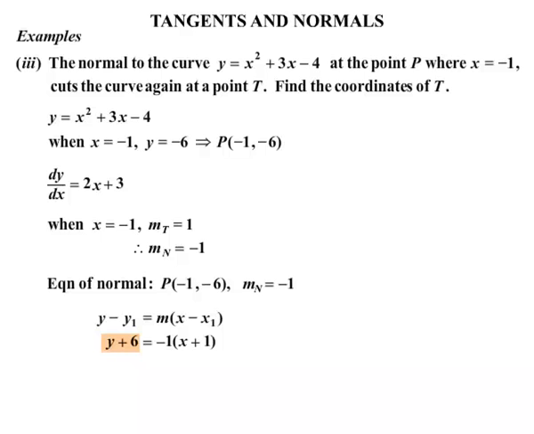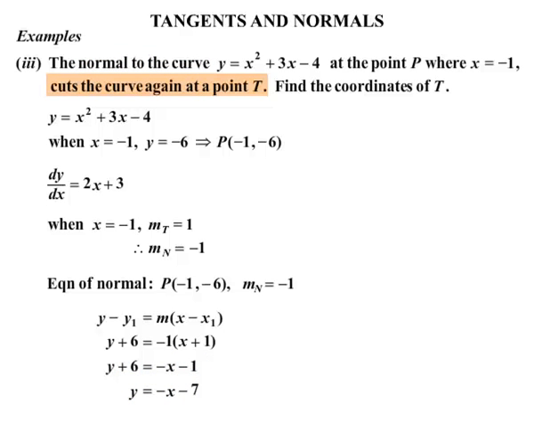So y plus 6, let's just rewrite that. The minus 1 expanding with the brackets. So write the y by itself. We've got minus x. The plus 6 goes over, becomes minus 6 with minus 1. So minus 6 and minus 1, all up, minus 7. So we've got the equation of the normal.